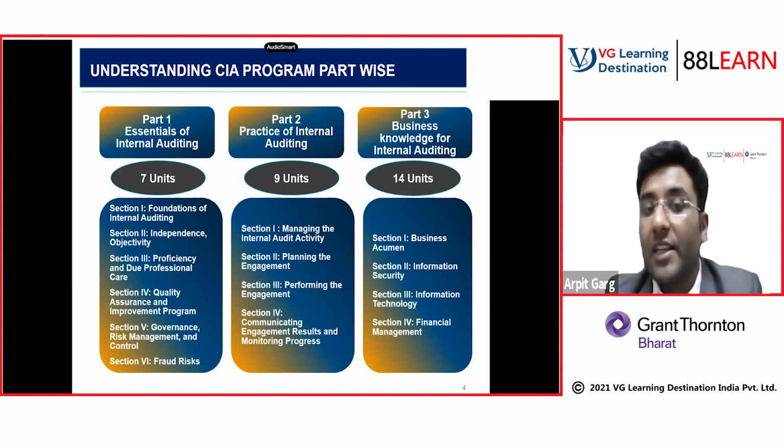The next part is on the practice of internal auditing, that is, how we conduct the internal audit, from engagement planning to the communication of results to the management. That is covered in Part Two. And Part Three is more about business knowledge for internal auditing. It has 14 units and 4 sections, which include business acumen, information security, information technology, and financial management. I hope you're clear now with what is in Part One, Part Two, and Part Three of the CIA program.